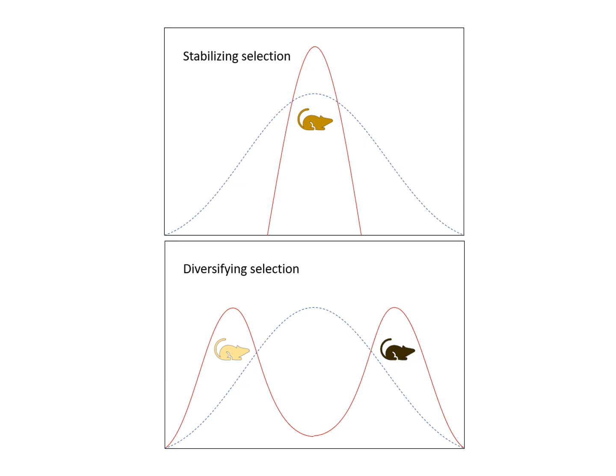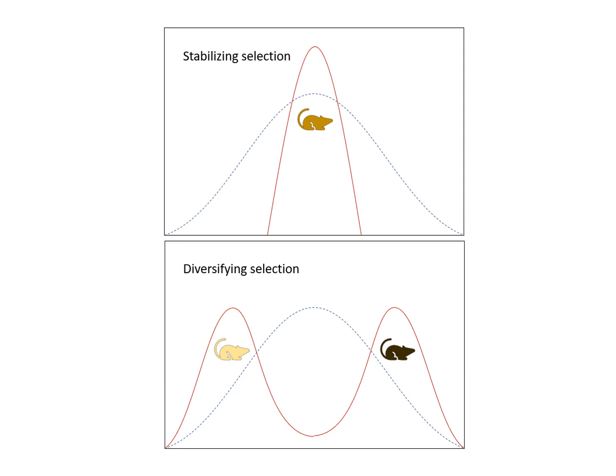Stabilizing selection is shown on the top. Here, the average trait is favored, while extremes are selected against. A classic example is human birth weight. Both very low and very high birth weights can pose risks, so intermediate weights are more likely to survive.